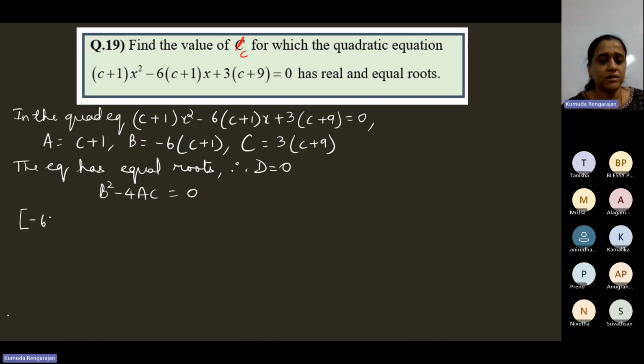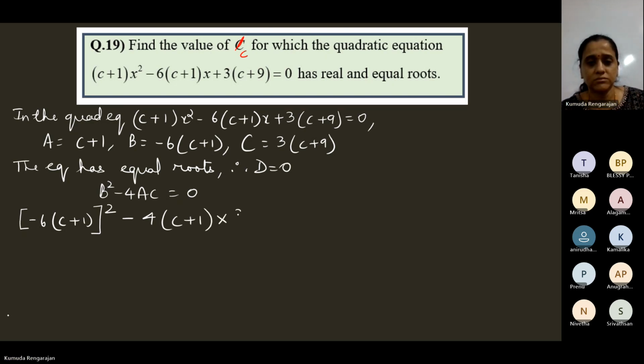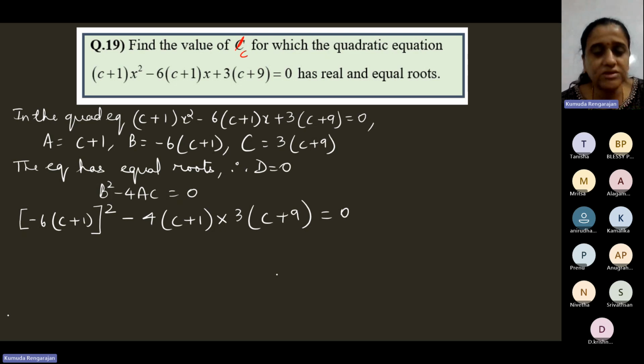So write B and square it entirely. This is B squared minus 4 into A into C. The condition for equal roots is D is equal to 0. Discriminant is equal to 0, which means B square minus 4AC is equal to 0. B square minus 4 into A into C is equal to 0.